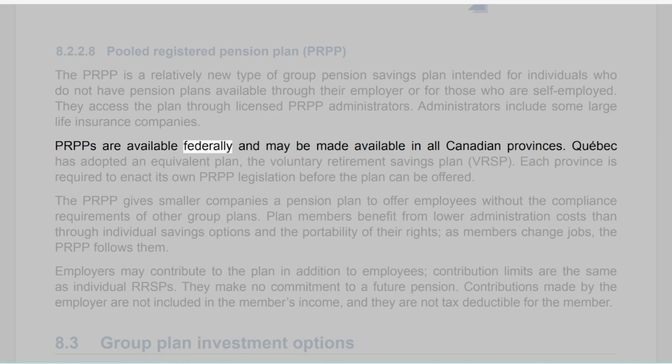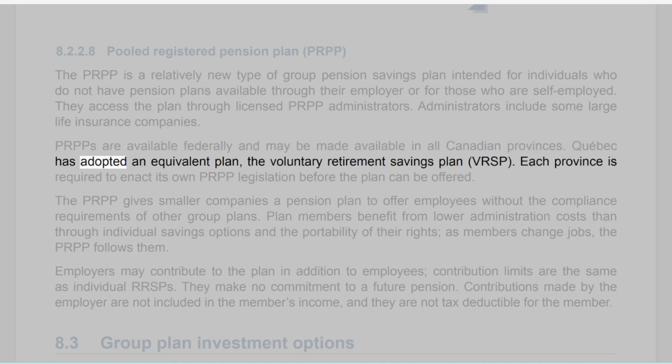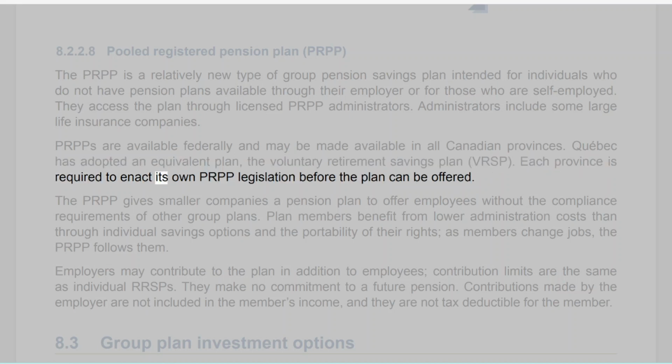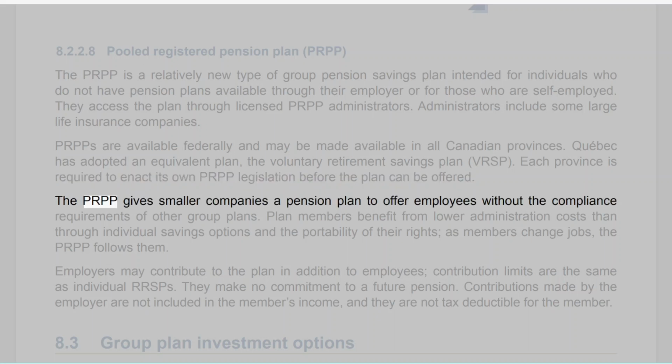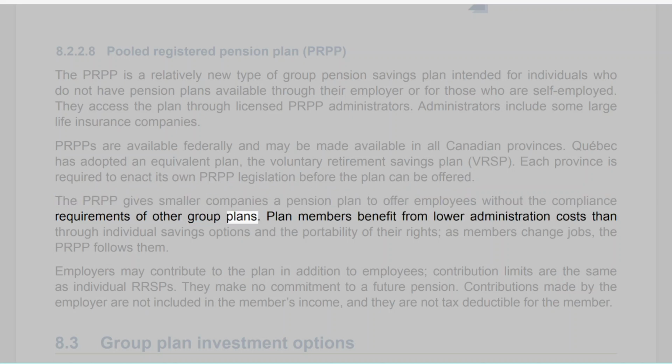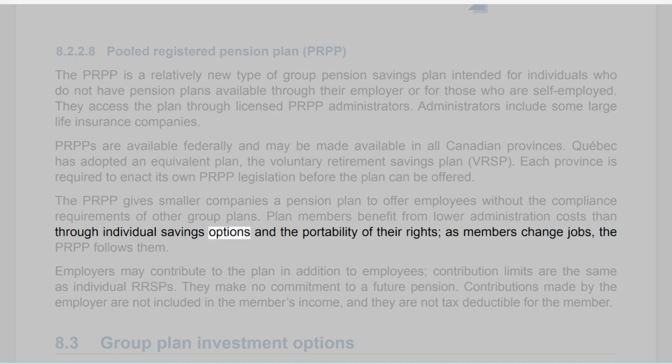PRPPs are available federally and may be made available in all Canadian provinces. Quebec has adopted an equivalent plan, the Voluntary Retirement Savings Plan, VRSP. Each province is required to enact its own PRPP legislation before the plan can be offered. The PRPP gives smaller companies a pension plan to offer employees without the compliance requirements of other group plans. Plan members benefit from lower administration costs than through individual savings options and the portability of their rights. As members change jobs, the PRPP follows them.